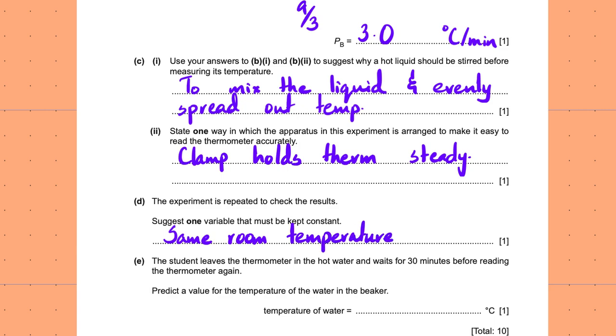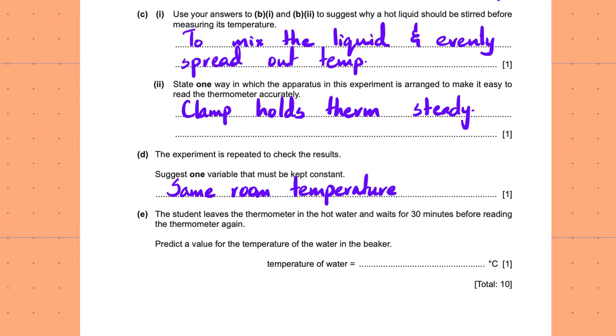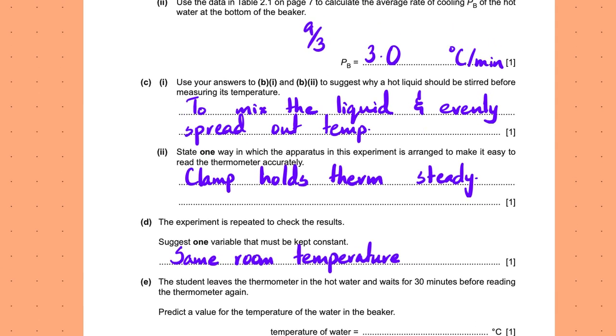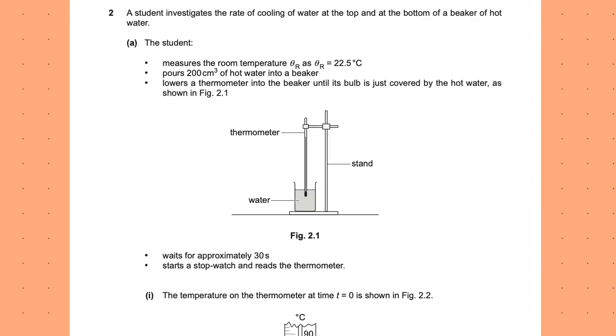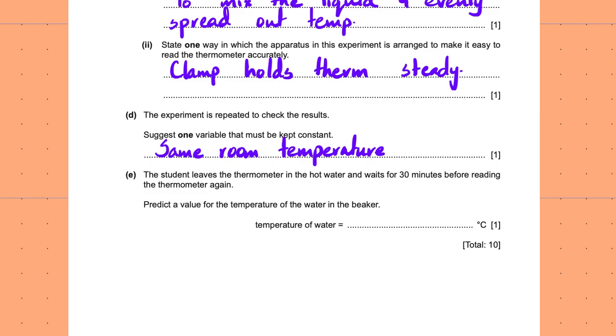The student leaves the thermometer in the hot water and waits for 30 minutes before reading the thermometer again. Predict a value of the water in the beaker. So it must have been cooled down to the room temperature. Now we should go up and look if we have room temperatures here. Right, so right at the start we were given the room temperature 22.5. So this is also what it's going to be, because it would gradually have cooled down after such a long time. So 22.5 degrees Celsius is the answer for this part.